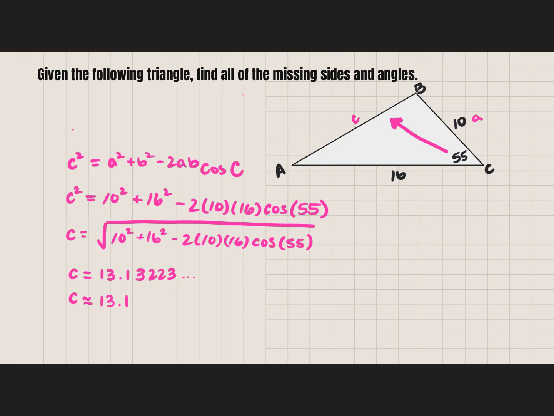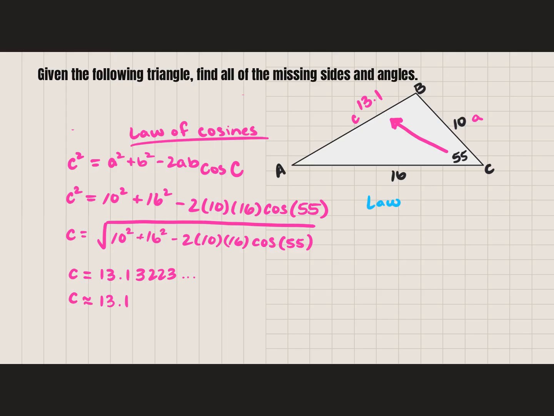I just need to make sure that when I go to find my angles, if I use that 13.1, I use the unrounded version of it. Now, though, that I have a side and the angle across from it, now I'm no longer restricted. I can go ahead and move on to law of sines to find everything else. So over here, this was law of cosines. Now I'm going to use law of sines.